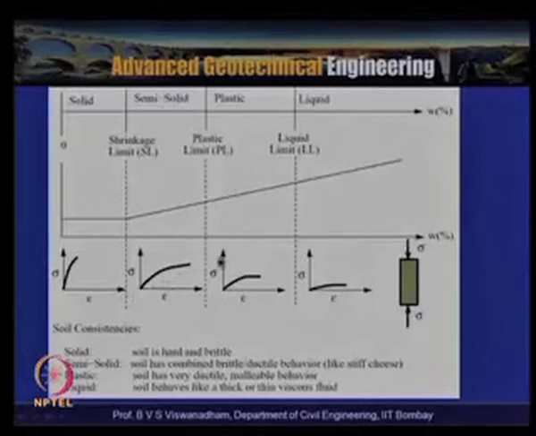In the plastic state, soil is very ductile, something like a malleable type of behavior. And in the liquid state, that is beyond this particular point, soil behaves like a thick or thin viscous fluid. So, soil is something like a viscous fluid here. Here the stress-strain variation is shown, where sigma is in this direction and epsilon is the strain in the axial direction.